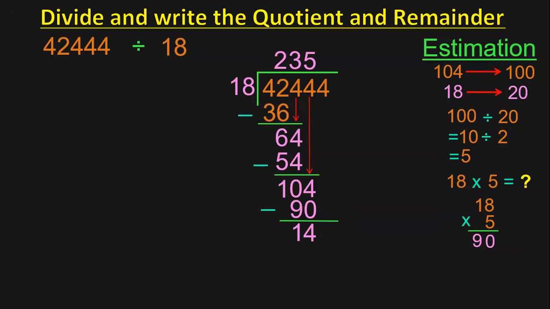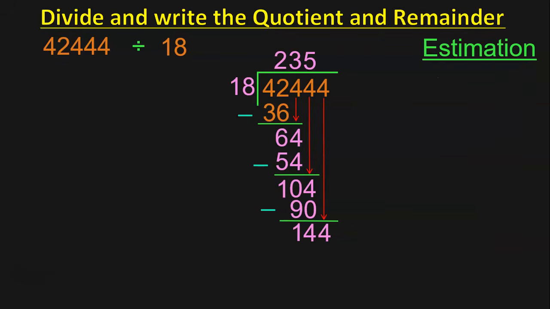The next step is to bring down the next digit 4 near the remainder. So you'll have to divide 144 divided by 18 now. Let us use the estimation technique.